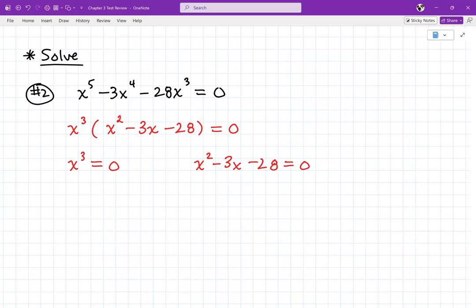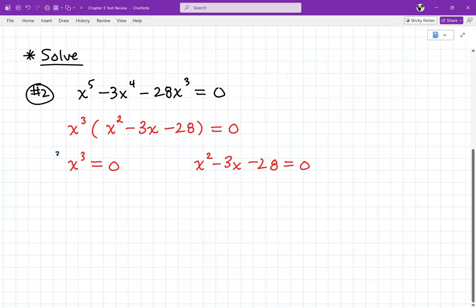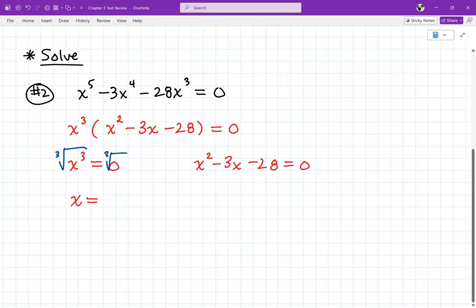This one I don't have to factor. The x cubed equals 0. I could just solve. Okay? So let's start solving one of these. I'm going to take a cubed root of both sides. That means that x is equal to 0. So I'm done with that one. One of my answers, x equal to 0. I'm going to kind of put a dashed box around it so I know that's one of my solutions. But now I got to solve the other one.